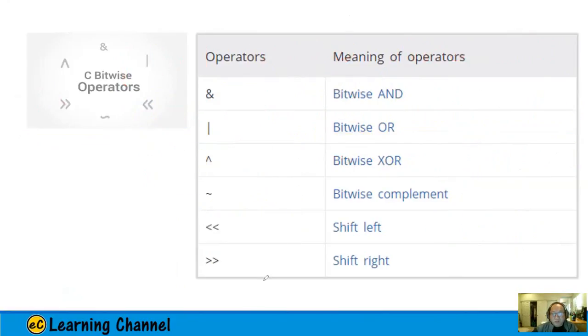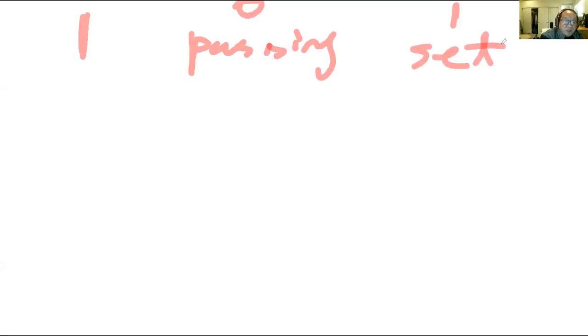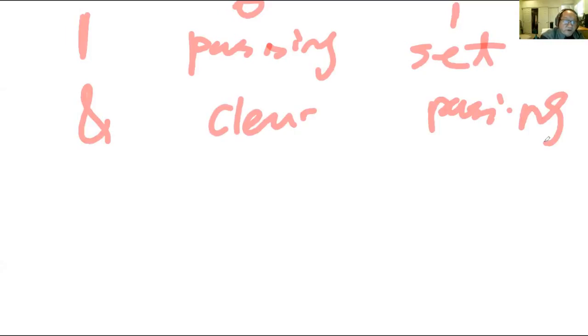Let me put it into the whiteboard again, okay? So we have 3 operators, right? For the OR operator, if the mask bit is 0, it means passive, right? If the mask is 1, it means set, right? For AND, 0 means what? Clear. And 1 means passive, right?